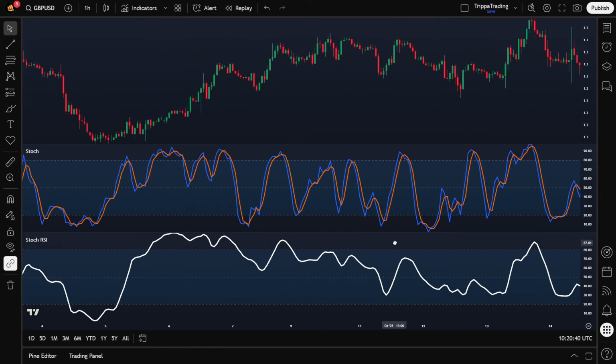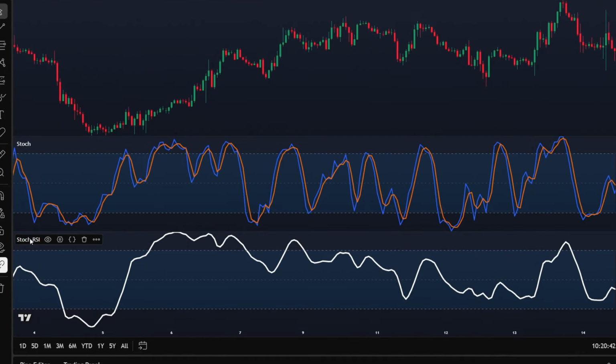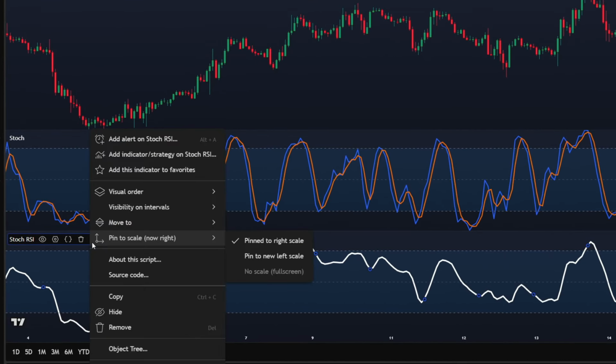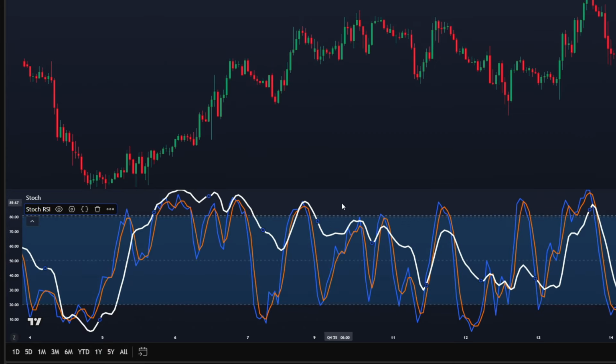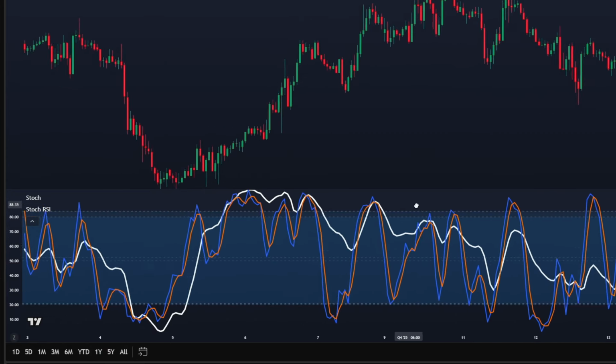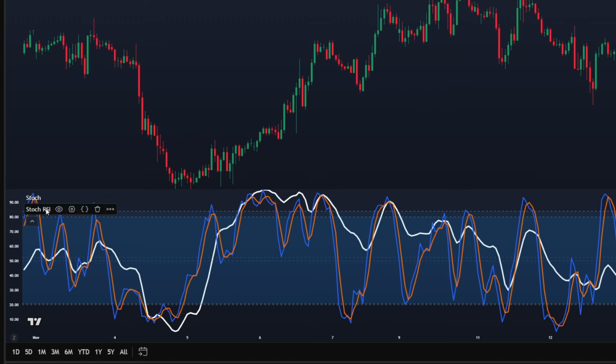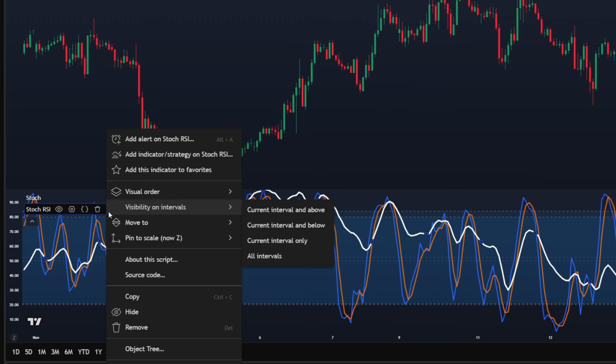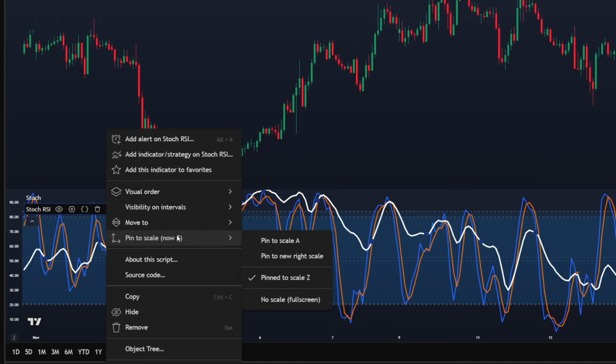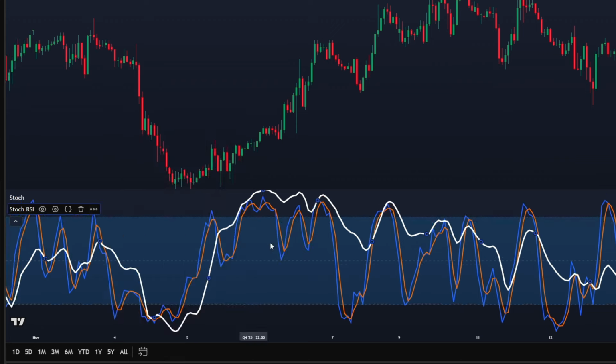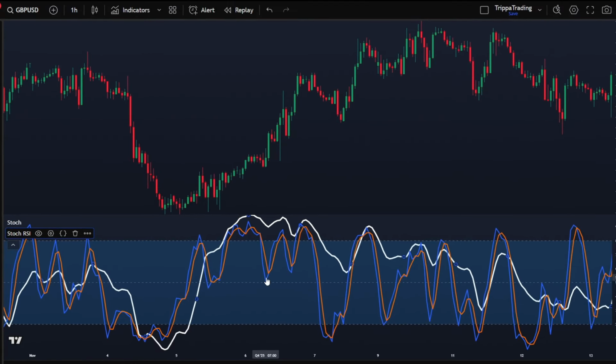An easy way to do that is, on Stochastic RSI, click the three dots. Go to Move To and choose Existing Pane above. This one, so it drops into the stochastic window. Then again, on Stochastic RSI, click the three dots, go to Pin to Scale, and choose the same scale as the stochastic. You can follow the steps I have shown right now.